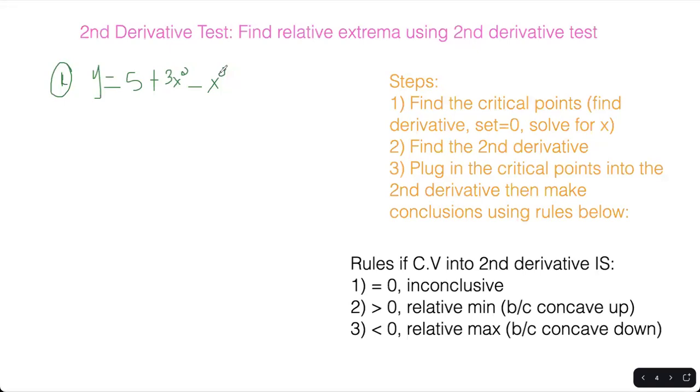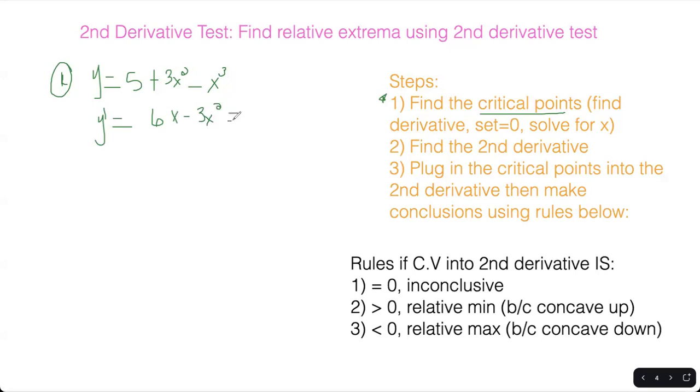So you'll have to find the extrema using the first derivative and then this other method using the second derivative test. The first step is to find the critical points, which we've already learned how to do. Remember, find the derivative, set it equal to 0, solve for x. That is how we find the critical values from the first derivative. So if I do that, the first derivative gives me, derivative of 5 is 0, so then I'll get 6x minus 3x squared.